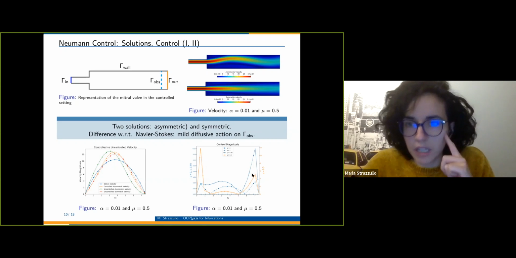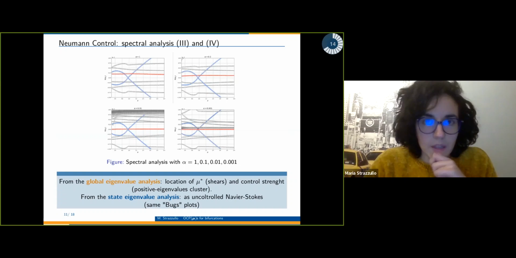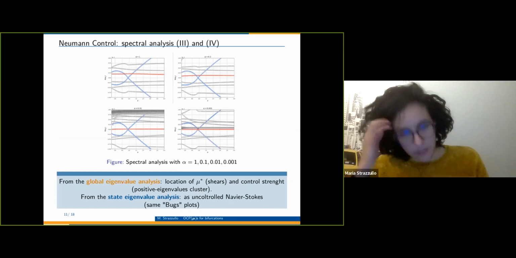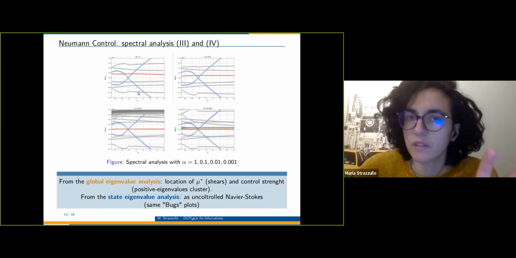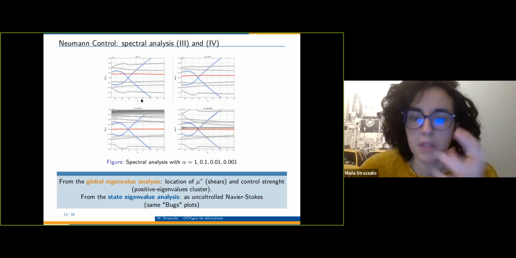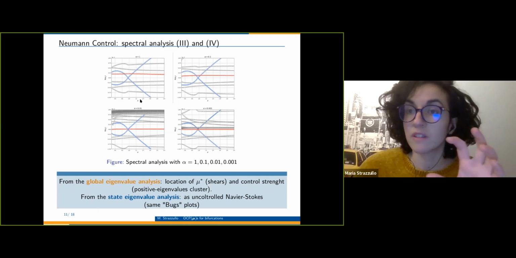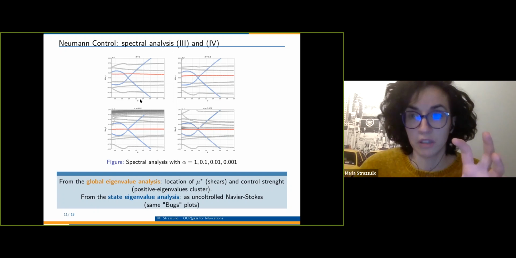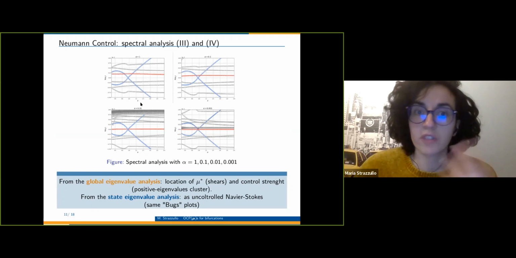And it's really asymmetric, as you can see. This is the spectral analysis, like the global one. And it's very different from the box plot that you have seen before. This is because in the optimal control governed by Navier-Stokes equation, the matrix is symmetric. And so all the eigenvalues are real.